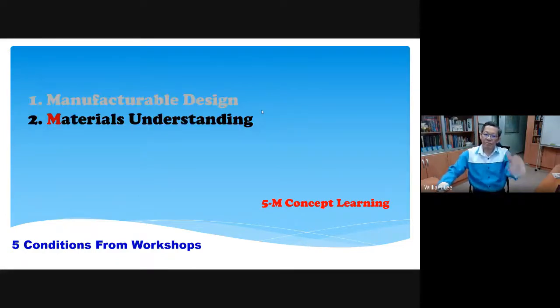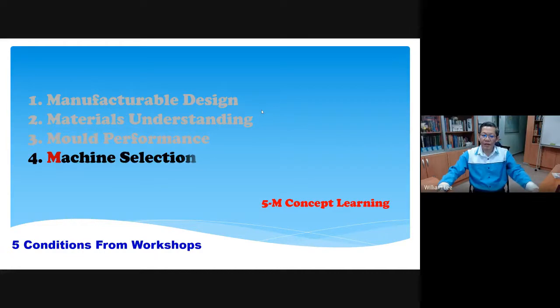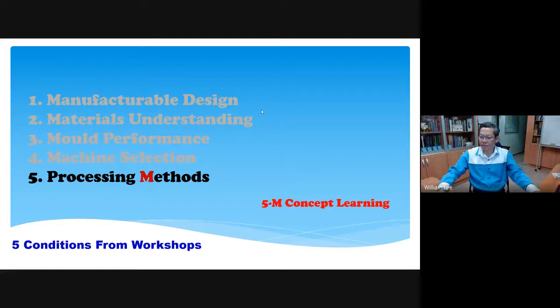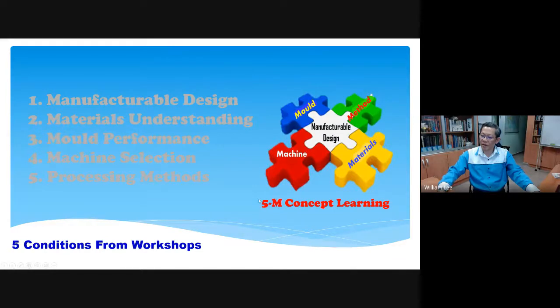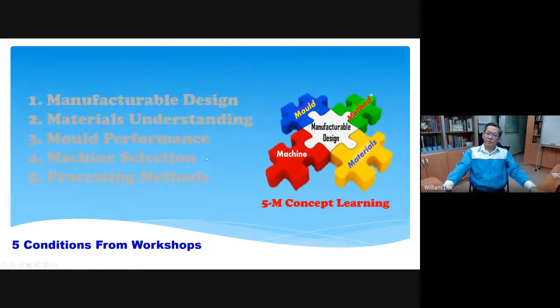And then we have material, the second M. You must choose the right material, with material understanding. Mold performance is the third M. And machine selection, you must select the proper machine. And finally, the processing method. This is why I have invented this concept called the 5M concept learning. All start with M. That involves manufacturable design, material selection, choosing the right machine, mold, and also the method. So I will explain to you one by one these 5M factors.